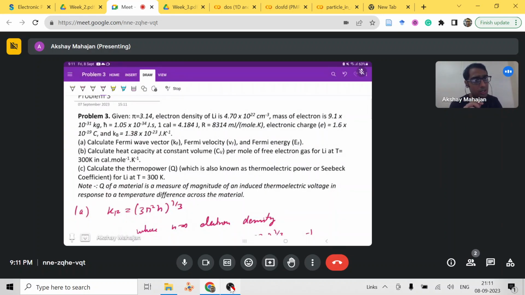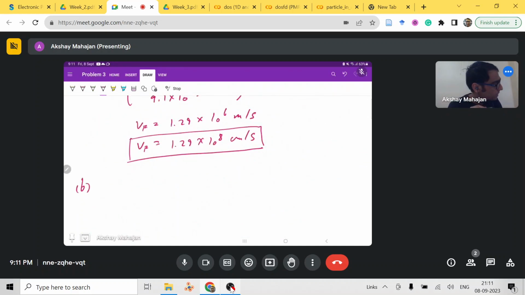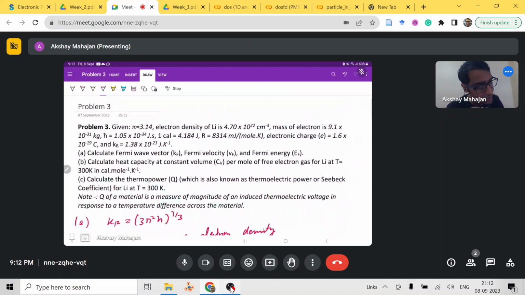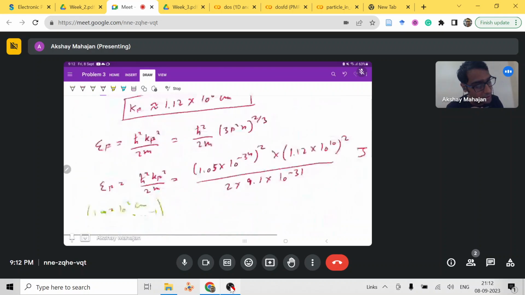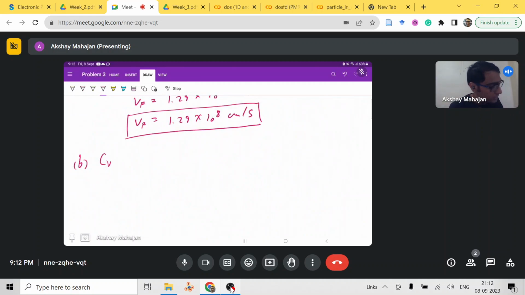So you just have to put the values in the formula, and you can go back as well, like you just need the electron density and you can calculate other stuff. So let me just do it for B as well. For B, we have to calculate CV per mole: the heat capacity constant volume CV per mole of free electron gas for lithium at T equals 300 Kelvin in cal per mole per Kelvin.